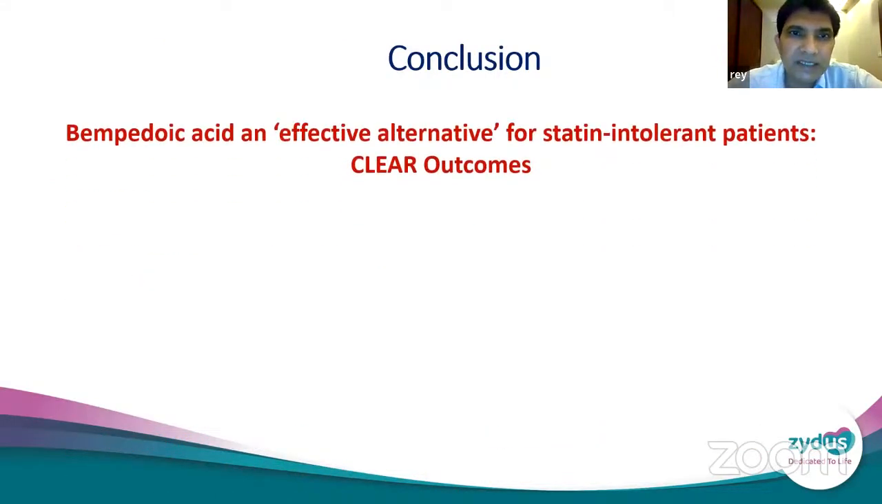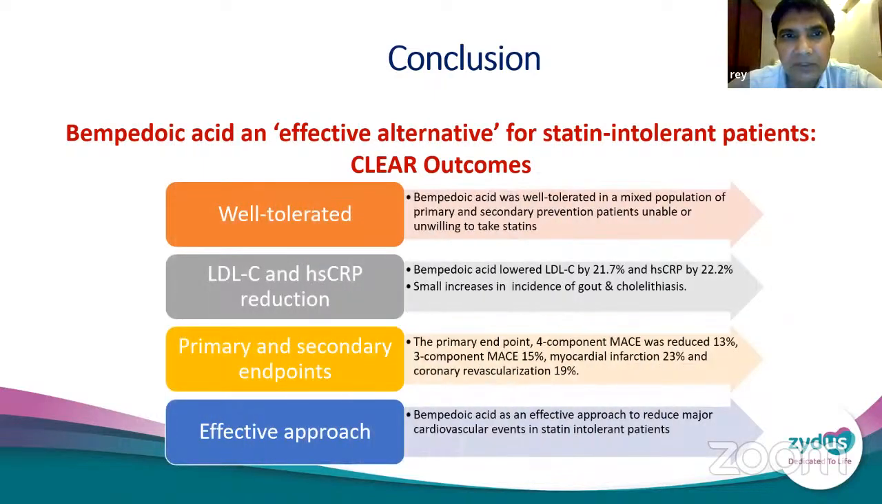So in conclusion, we can say that it is an effective alternative for patients who are intolerant to statins or high-dose statins. CLEAR Outcomes shows it is well tolerated in a mixed population of primary and secondary prevention patients who are unable or unwilling to take statins. The LDL and HSCRP reduction is around 22%. A small increase in the incidence of gout and cholelithiasis is seen with bempedoic acid.